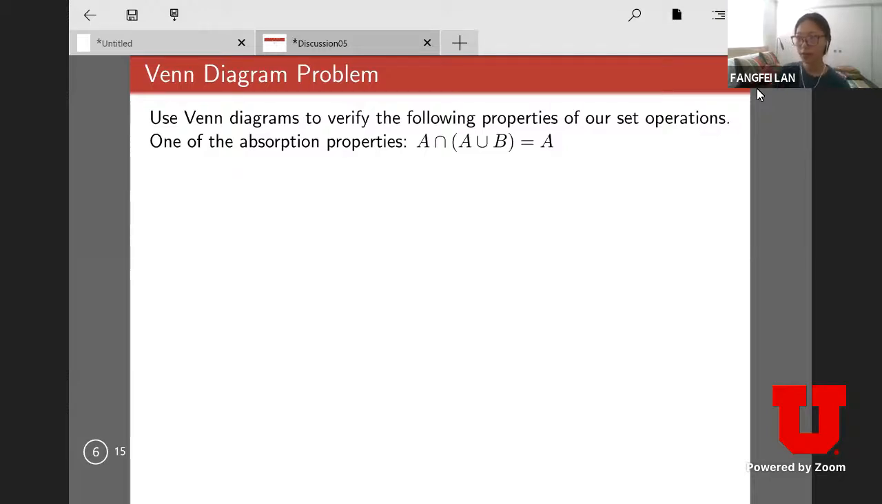So we have a Venn diagram problem. This should be fun. Use Venn diagram to verify the following properties of our set operation. One of the absorption properties, A intersect (A union B) is A. So all we want to do is to show that the left-hand side is equal to the right-hand side, right, with a Venn diagram. In this case, we only have A and B.